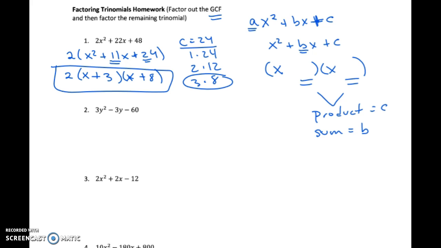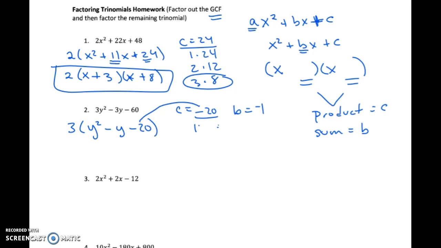Alright, we'll do the same with the second problem. First factor out a greatest common factor. Identify c, in this case it's negative 20. When I have a negative number, that means that of the two numbers that multiply to make it, one has to be positive and one has to be negative. I notice here b is negative 1, so the two numbers add to negative 1. So I know that the larger of the two has to be negative, so they add to a negative sum.